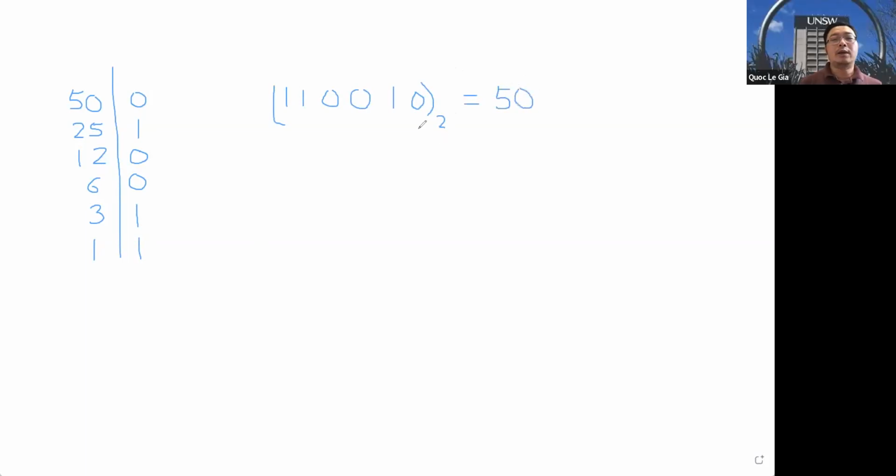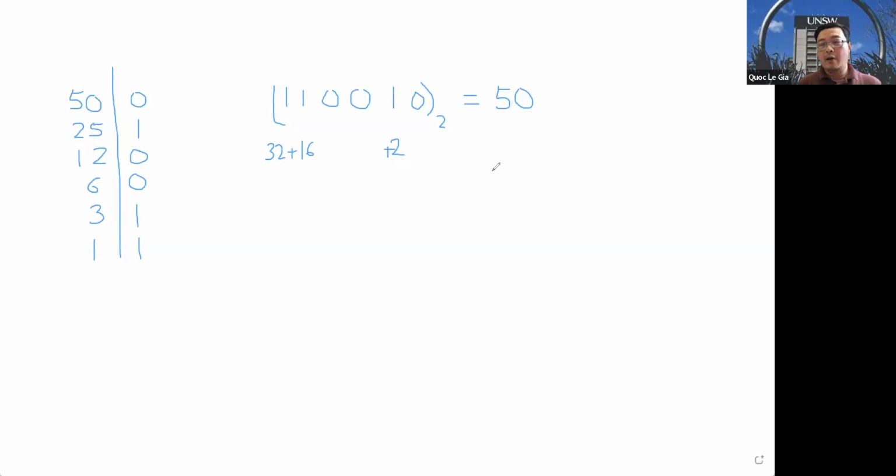Okay, so you can check. This one means 2 to the 0. This one is 2 to the 1, which is 2. 2 to the 2, 2 to the 3, 2 to the 4. So this one should be 16, and this one should be 32. So you see, this one is 2 to the 0, 2 to the 1, 2 to the 2, 2 to the 3, 2 to the 4, 2 to the 5. So 18 plus 32 is 50.